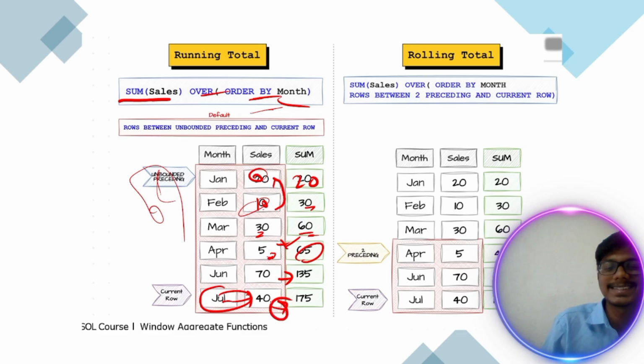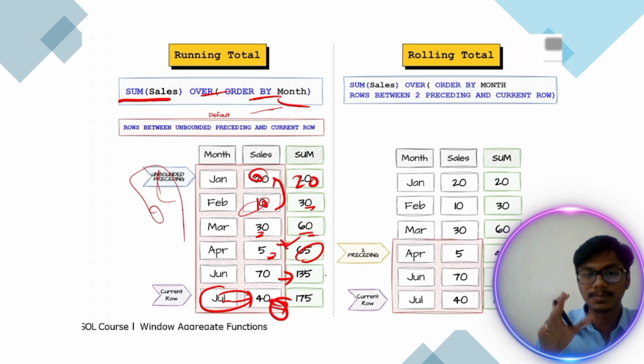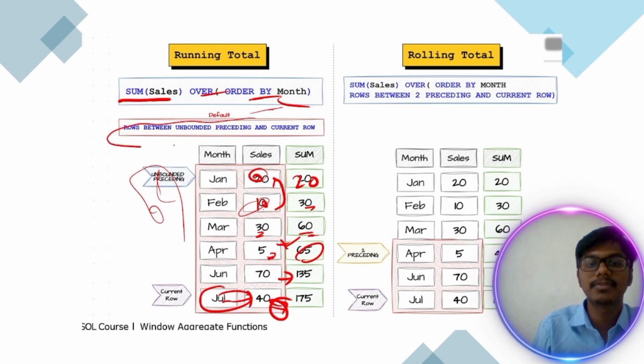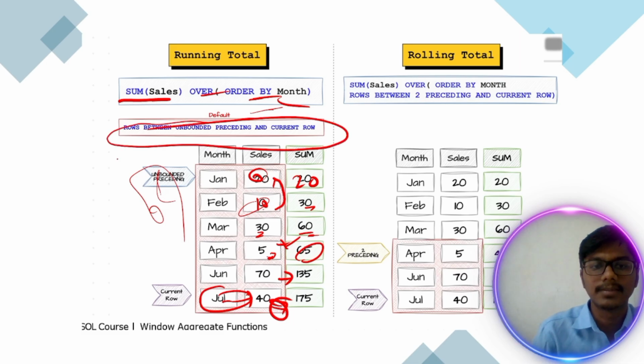Right, guys. You will get the output like ROWS BETWEEN UNBOUNDED PRECEDING AND CURRENT ROW. It is the default for the sum of the sales. It is the default for the running total.